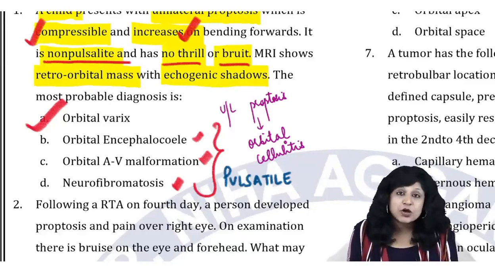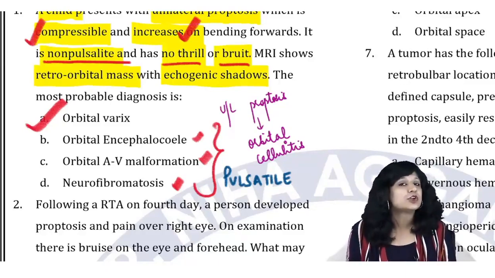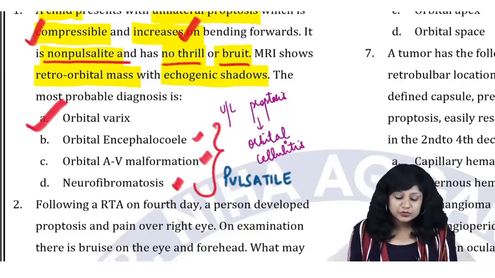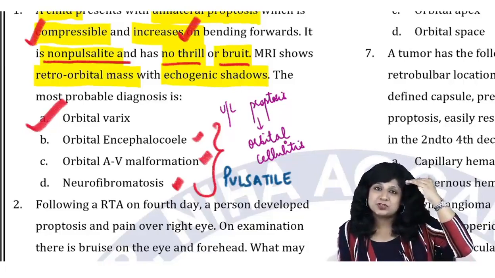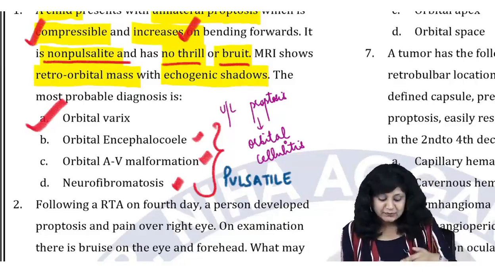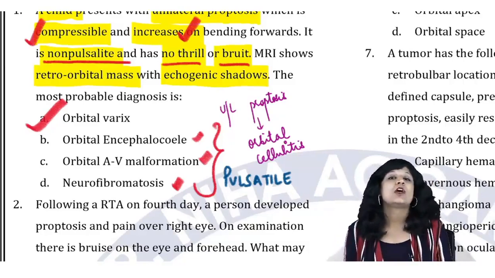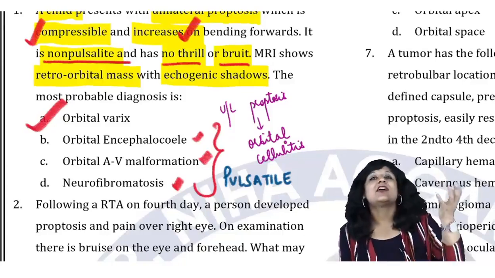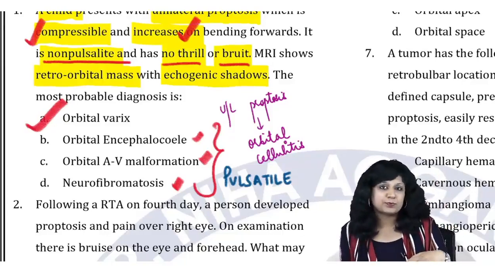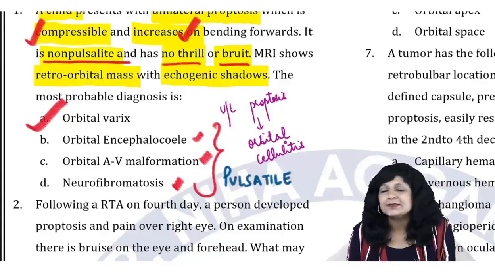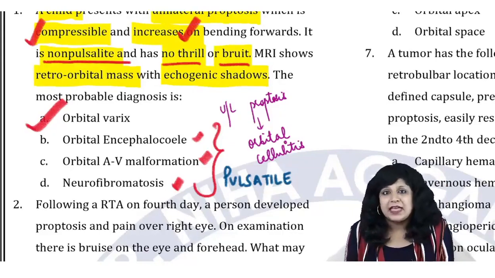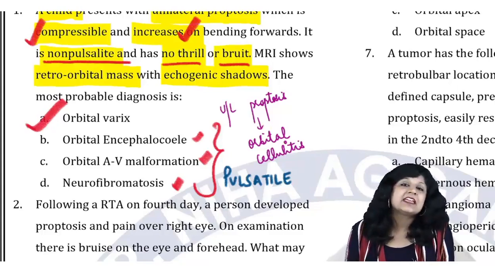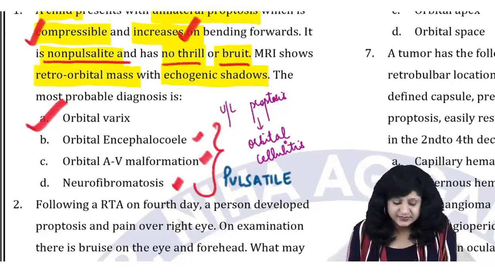It's a common cause of unilateral proptosis. It will not show any bruit, because bruit and thrills are found whenever we have deficiency of the roof. So that can be found in cases of encephaloceles, or you have some malformations, and that is why they also have the pulsatile kind of proptosis. So that is not there with the varix. And second thing is the varix is compressible and it will be increasing on bending forward. So your answer will be orbital varix.